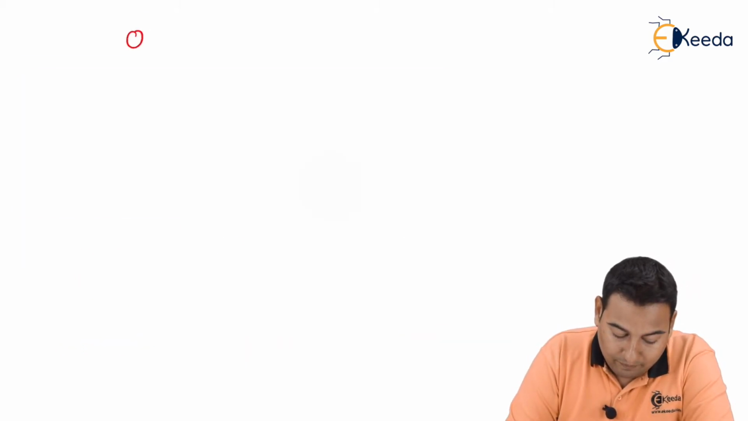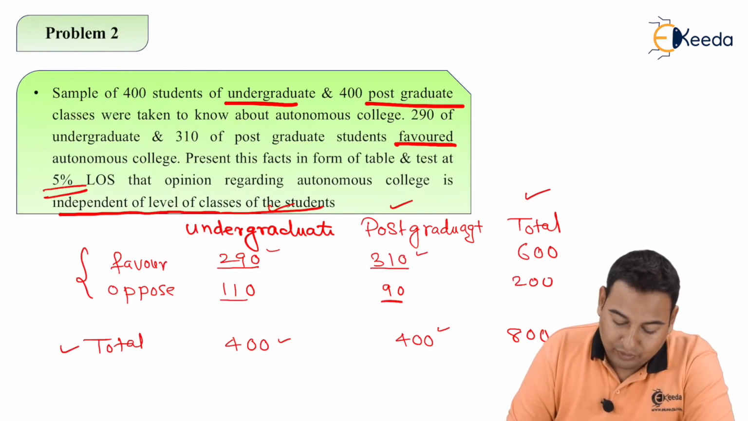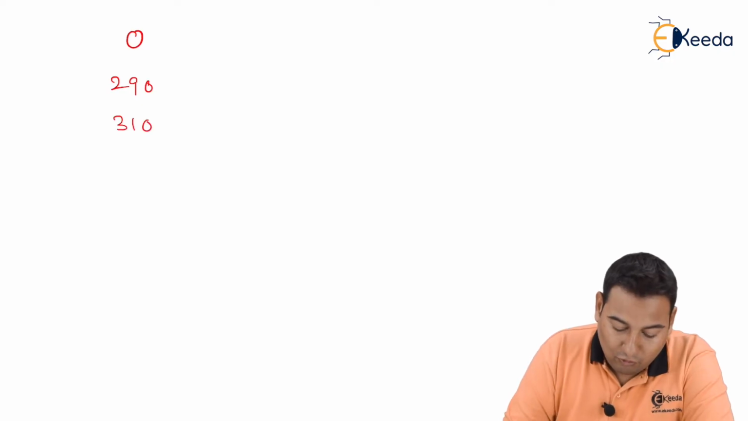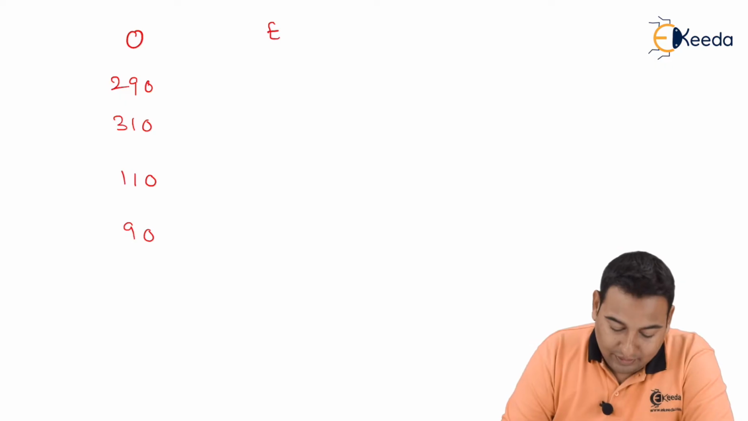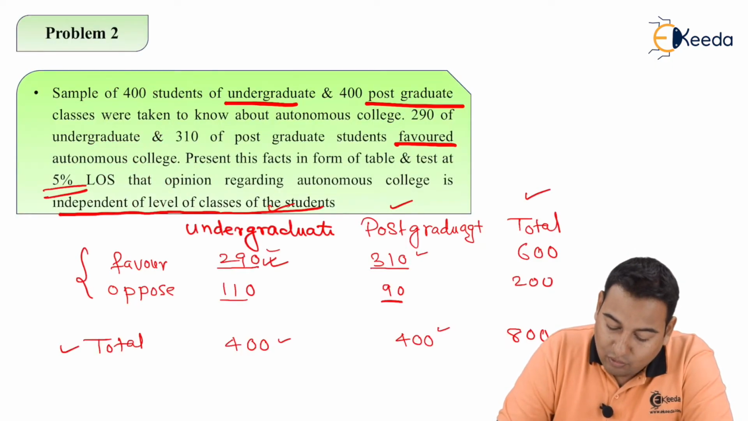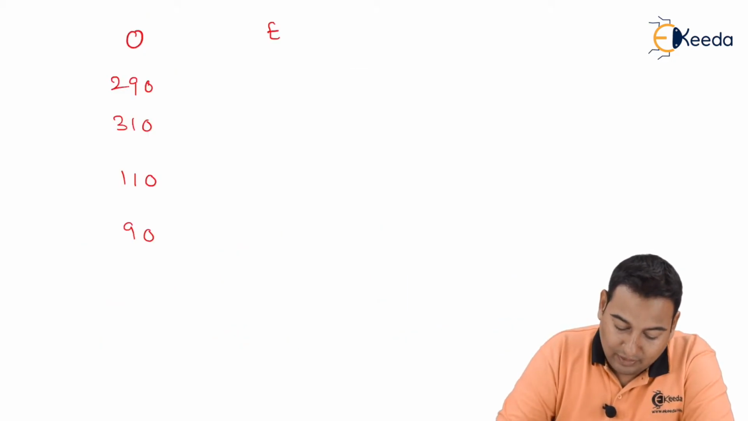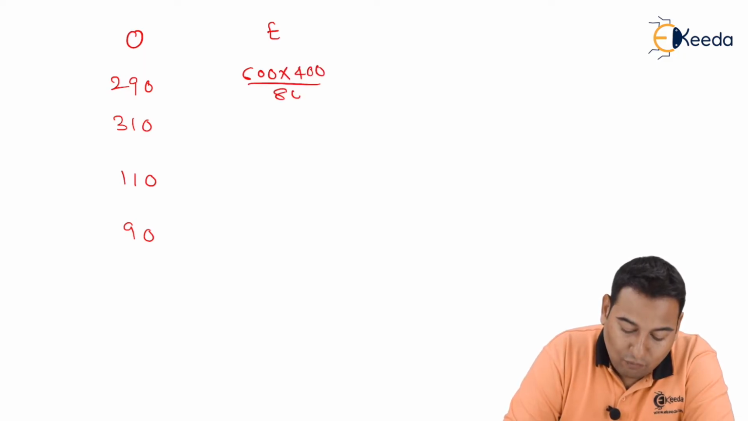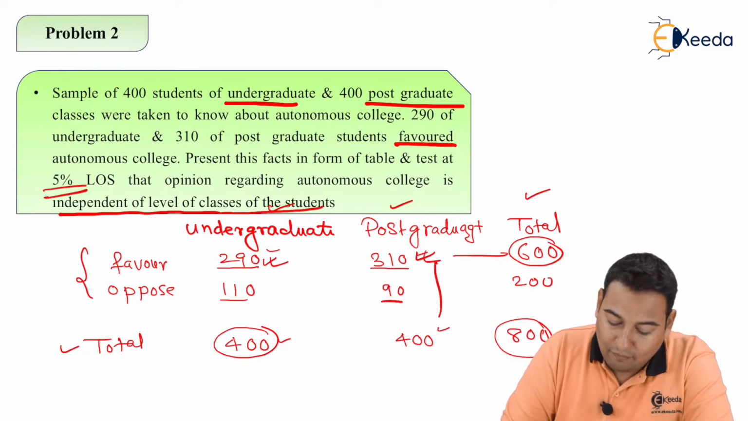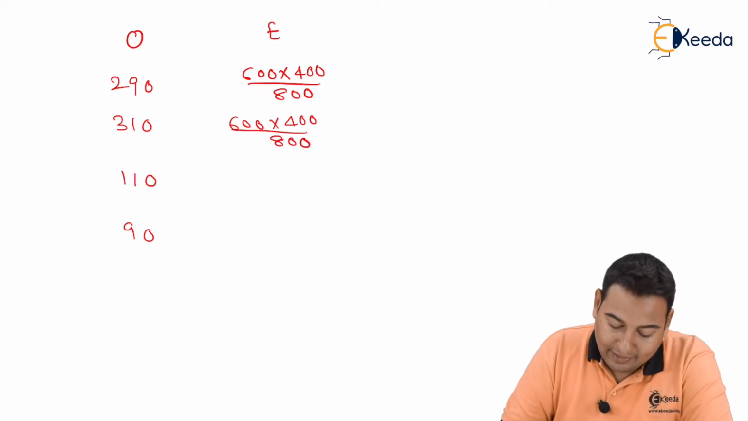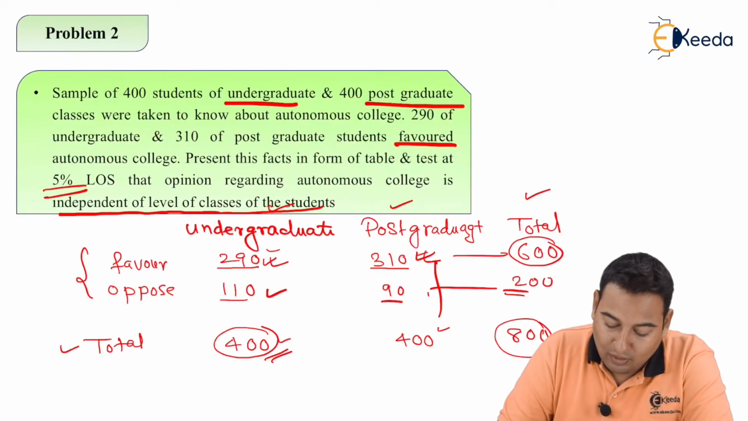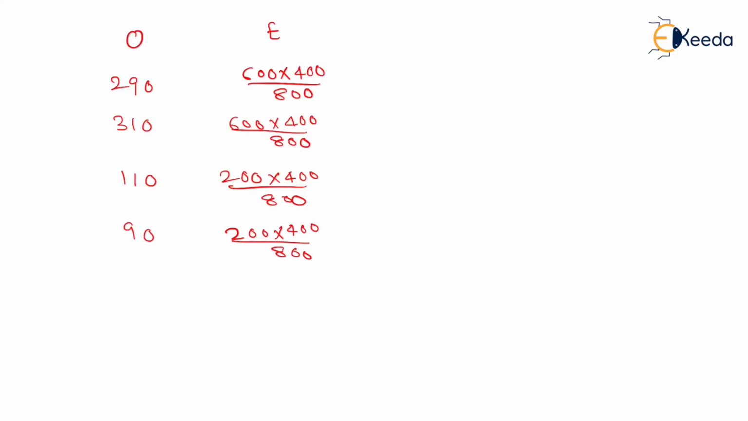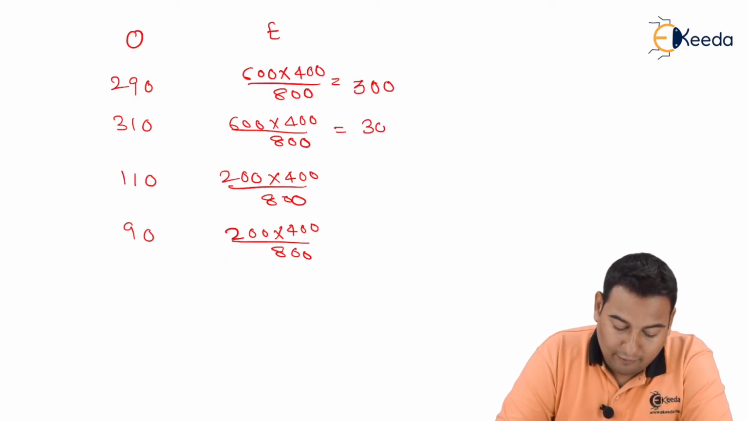There are 4 observed frequencies given: 290, this is first, second, third and fourth. You can take them in any order. 290, 310, and the next are 110 and 90. For expected, we have discussed the formula RT into CT divided by T, where RT means row total. For 290, the row total is this, the column total is this, upon the grand total: that is 600 into 400 upon 800. For 310, it is 600, 400, 800. For 110, 200, 400, 800. And lastly for 90, 200, 400, 800. Which is equal to 300, 300, 100 and 100.